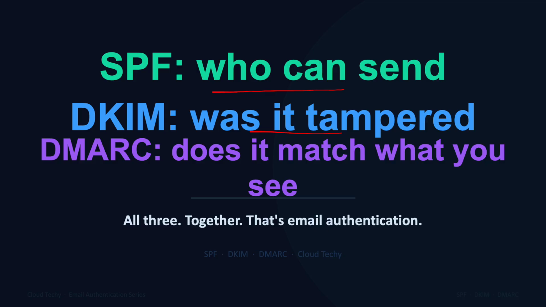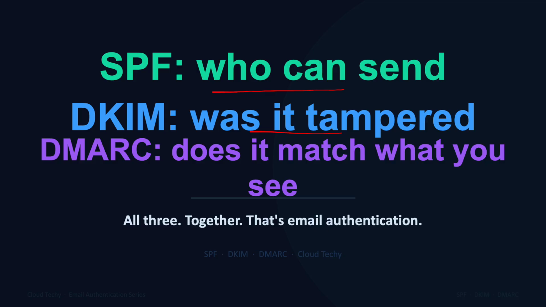DMARC answers, does it match what the user actually sees? It checks that the domain which passed SPF or DKIM aligns with the visible from address, and it tells receiving servers what to do when something fails: monitor, quarantine, or reject.